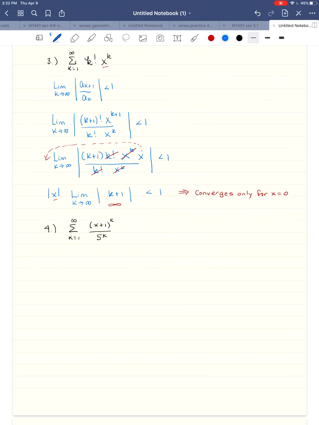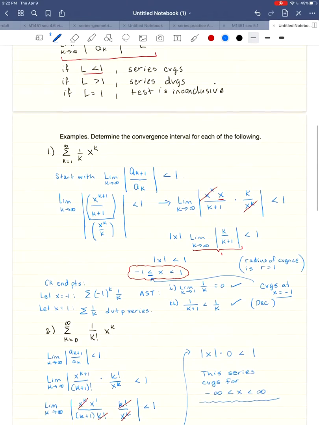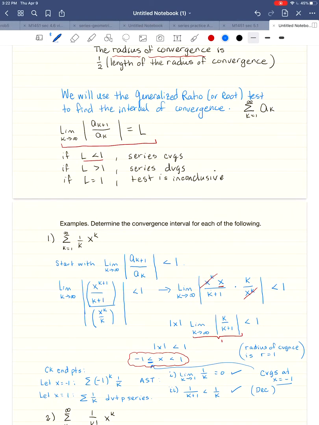Now, my next example shows us that we can use the root test, the kth root test, as well as the limit, the general ratio test. The expression is the same, except for the root test, we take the kth root of just the a_k term and set it equal to L. To make it the generalized one, we take the absolute value of this expression here so that we'd get our x as an absolute value.